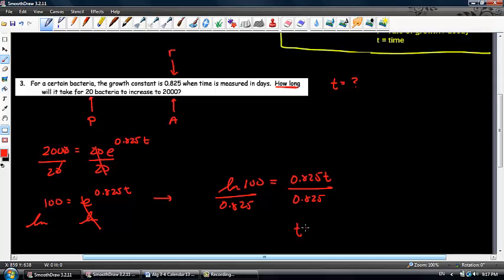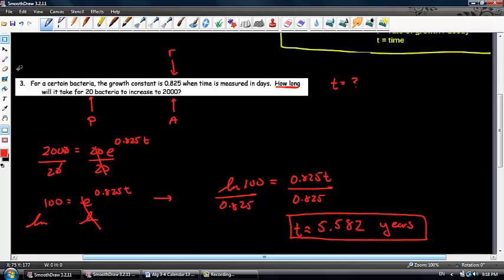I got t is approximately equal to 5.582, and in this case, we're talking about years. All right, let's go and pause and go to the next problem.